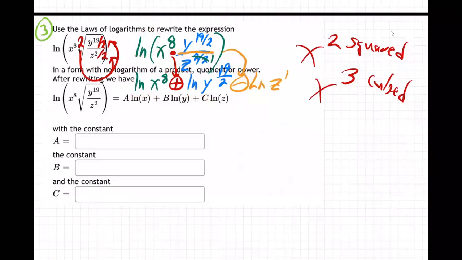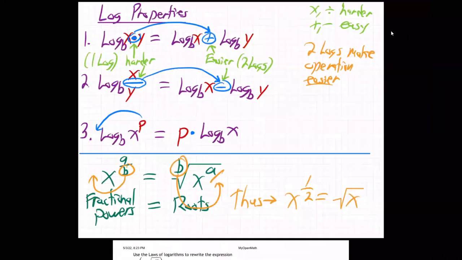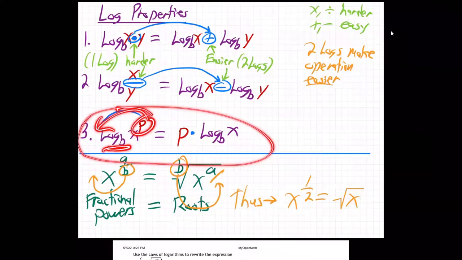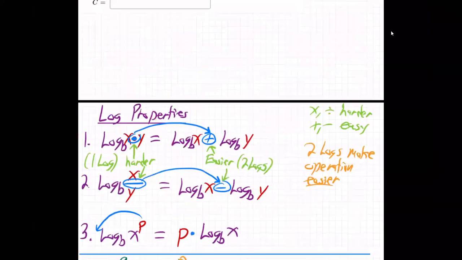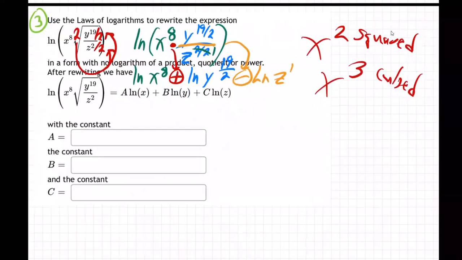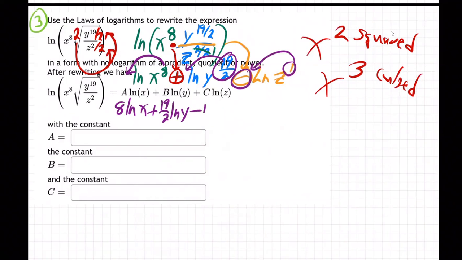One more step. Now, finally, we take log property 3. It says powers can drop down to the front. From 1 log to 1 log, powers drop down to the front. I'm going to do that. Okay, so now just grab this 8 power and drop him down. So it's going to be 8 ln x. Grab this 19 halves and drop him down. 19 halves ln y minus, don't forget this minus sign here. And then this 1 power will drop down to the front. Like that. See what happened there?